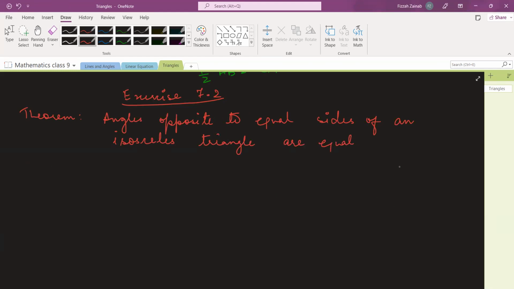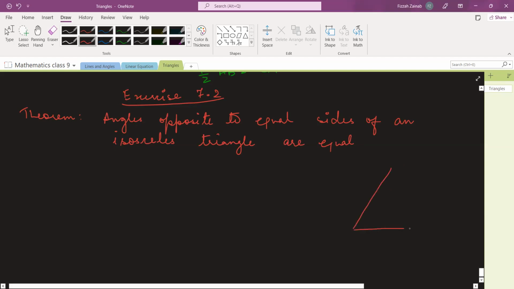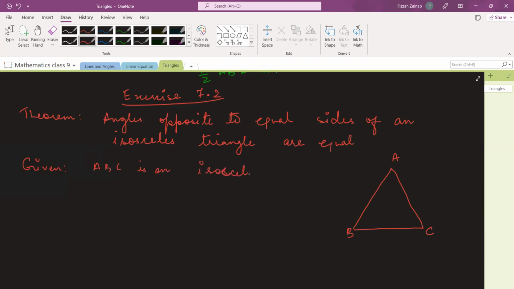So basically we have an isosceles triangle, right? What is the theorem saying? If we have an isosceles triangle, isosceles means that the two sides are equal in length, right? A, B, C. So what is given to me here? That ABC is an isosceles triangle. Clear? That means two sides are equal. So let's say AB is equal to AC.